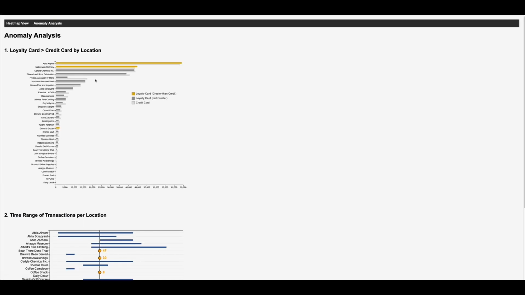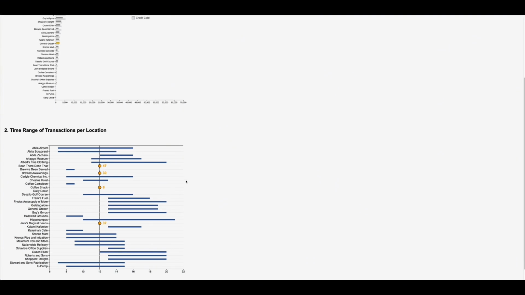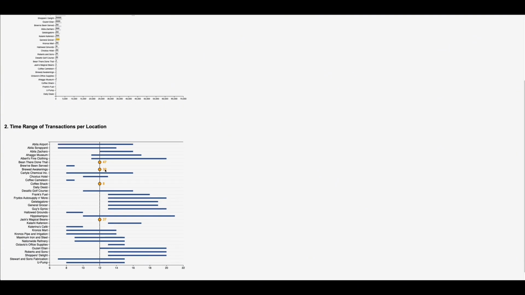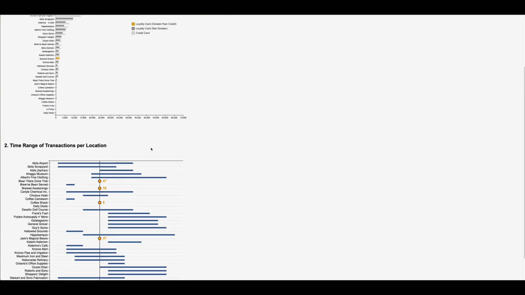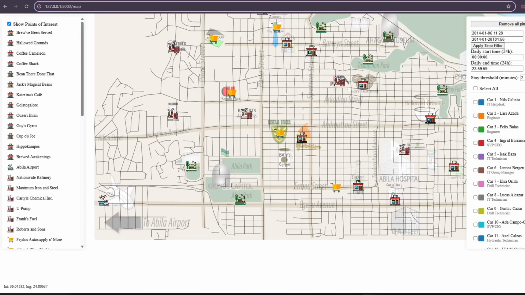During our analysis, we identified two main anomalies. First, these three locations show an unusually high number of loyalty card transactions compared to credit card transactions, a pattern that deviates from typical consumer behavior, potentially indicating data logging inconsistencies or specially assigned usage. Second, we found that four coffee shops record all their transactions exactly at 12 p.m., indicating possible timestamp errors or delayed logging in the data collection system.